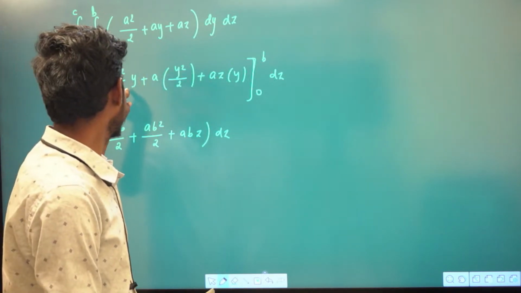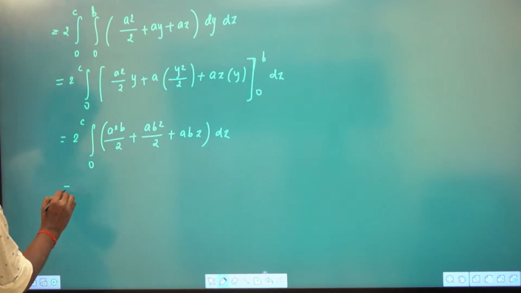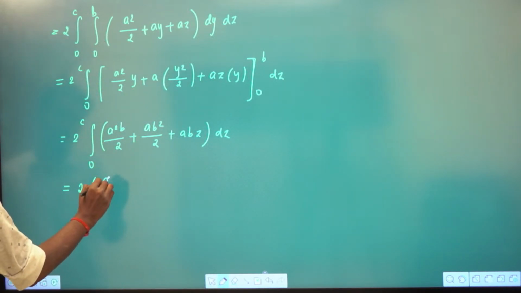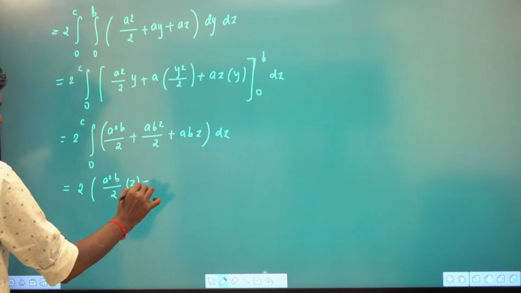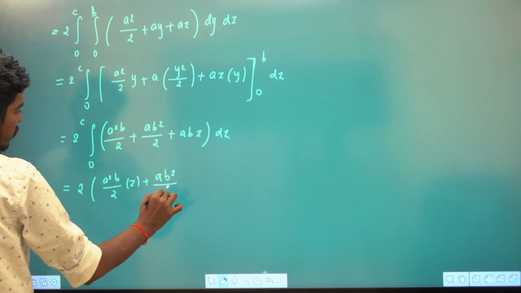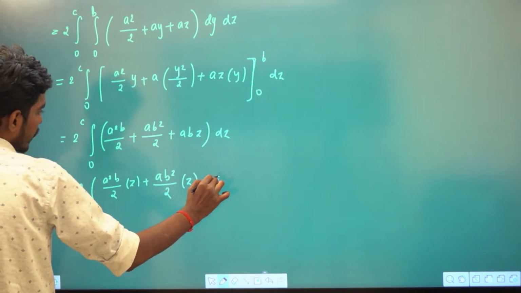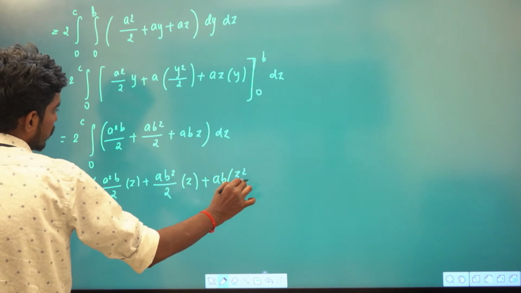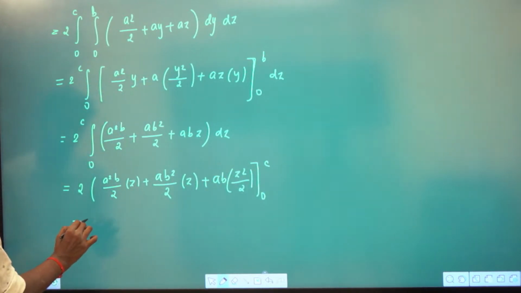So the upper limit is a squared b by 2, a b squared by 2, a b z. Now integrate with respect to z. So a squared b by 2 is constant. Integration of dz is z. And again a b squared by 2 is constant. Integration of dz is z, plus a b, integration of z is z squared by 2. Now you apply upper limit minus lower limit.